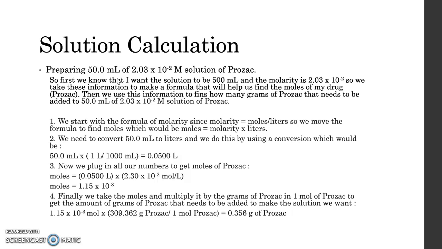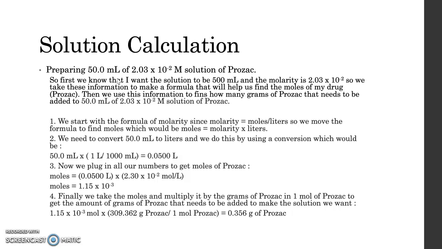And since this formula uses liters, we would convert milliliters to liters, which we would do 50.0 milliliters times 1 liter over 1,000 milliliters, which does equal 0.0500 liters. Now with all those numbers, we plug it back in. So moles equals 0.0500 liters times 2.30 times 10 raised to the negative 2 moles over liters. Then this does cancel out the liters and we are left with moles, which would give us 1.15 times 10 raised to the negative 3.